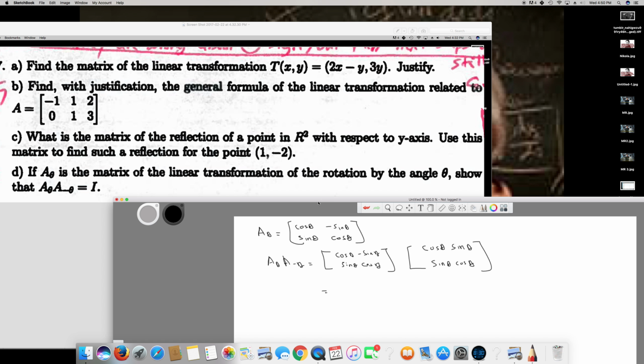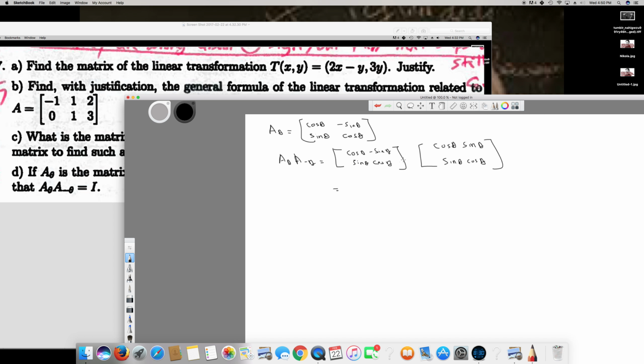So what I have to do is simply multiply first row first column, first row second column, then second row first column, second row second column. I do it faster, so let's see. If you multiply, it's going to be cos square theta plus sine square theta. So this is first row first column, right? I am doing first row second column.